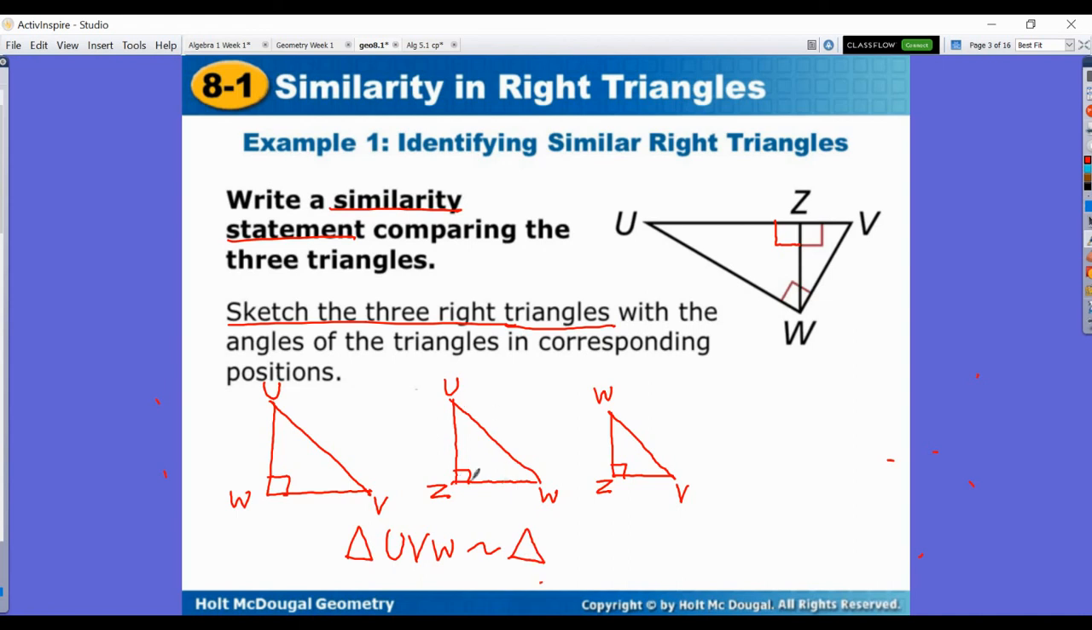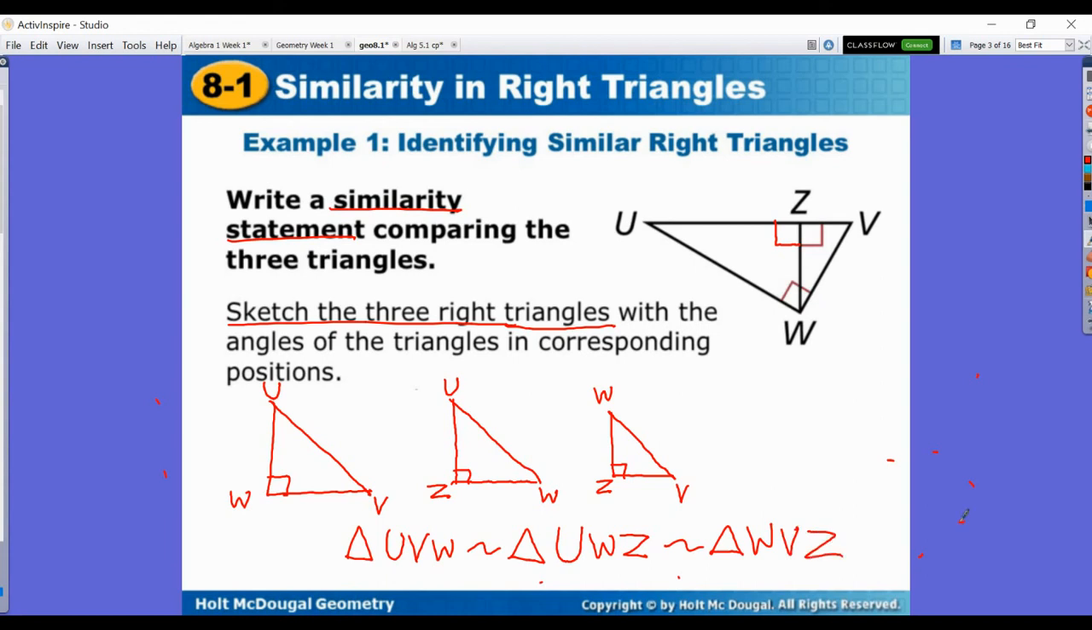Now we have this triangle here, and we're going to go with UWZ, same order as the last triangle. So we got UWZ. Oh, that's a 2. Let's fix that. Okay, that's better. All right, and then we're going to continue our similarity statement because we got one last triangle to identify. Same order, we're going to go WVZ. All right, perfect, just like that.